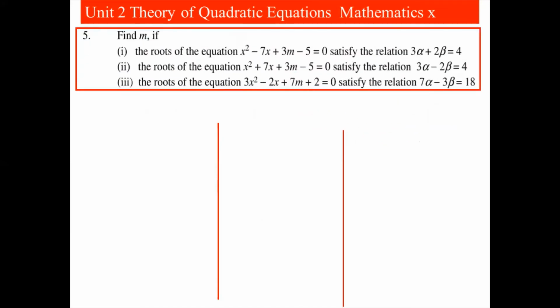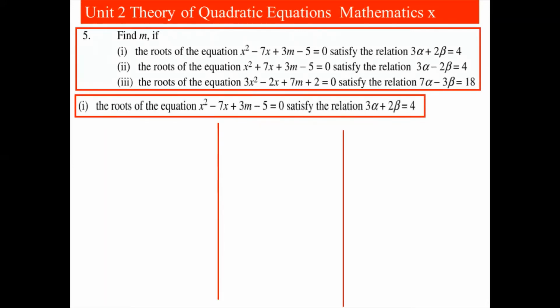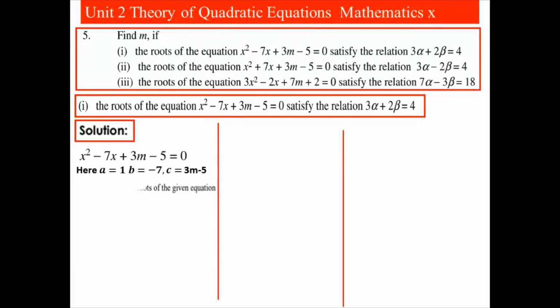Find m if the roots of the equation x square minus 7x plus 3m minus 5 is equal to 0 satisfy the relation 3 alpha plus 2 beta is equal to 4. Part 1 solution. Here a is equal to 1, b is equal to minus 7, c is equal to 3m minus 5, and let alpha and beta be the roots of the given equation.